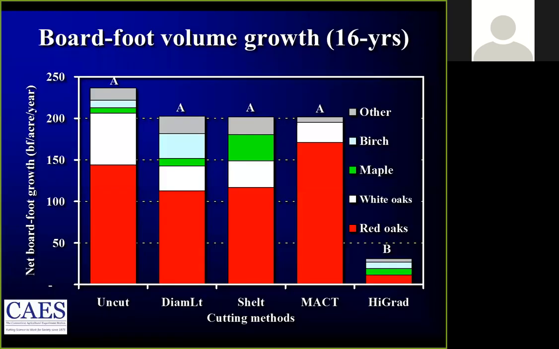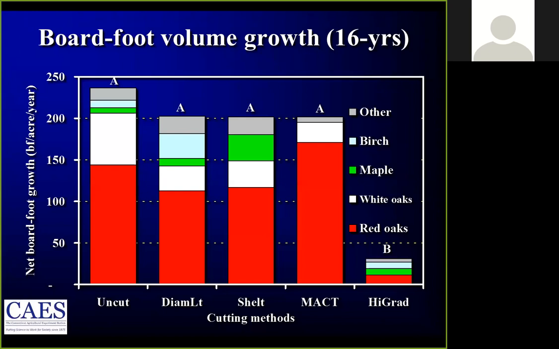And what's interesting when you look at this, look over in the far right, the high grade, where they took out all the economically valuable trees. And this is annual board foot volume growth over 16 years. There was almost no growth on the stand that was high graded. In fact, when we went back there and had the second harvest back in 2000, volumes were so low on those sites, we could not have a second commercial harvest. So we didn't even cut on those.